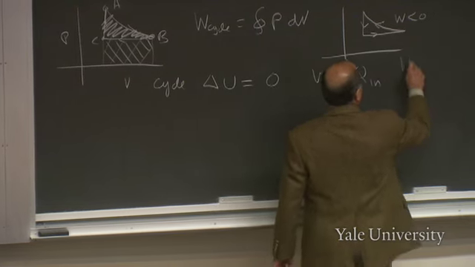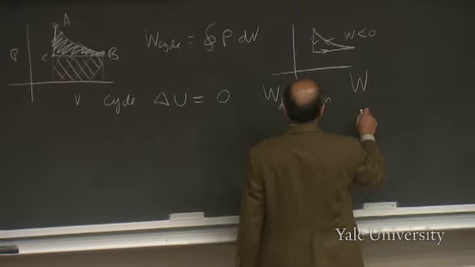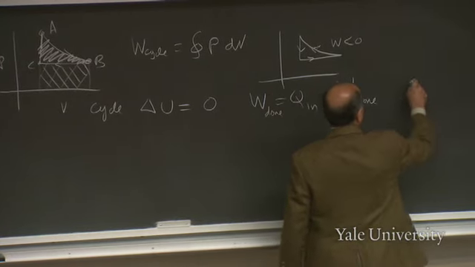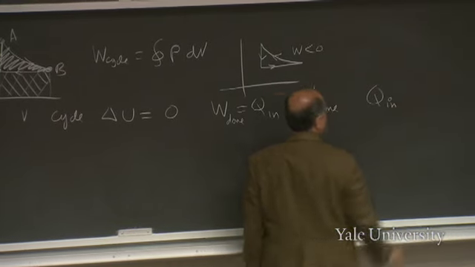So let's be very clear. If you guys do problems, I don't want you to lose points for a sign mistake. W is also always the work done, and Q is always the heat into the gas.